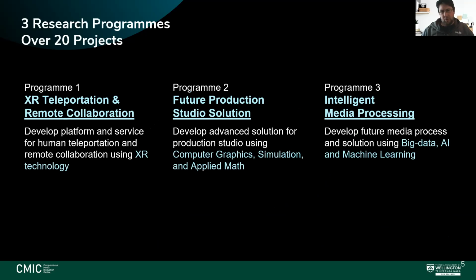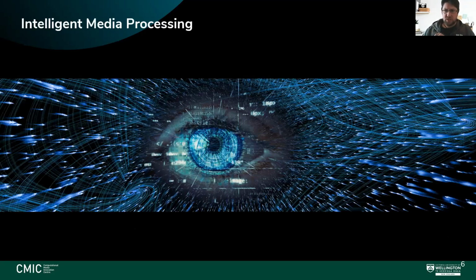TJ also touched upon some of the programs we have at CMIC, and explicitly the content of this talk is using AI to solve these XR problems, which is intelligent media processing, the third program. It covers AI, big data, machine learning, using deep neural networks to solve these problems. And I'll be going through a couple of topics in particular.